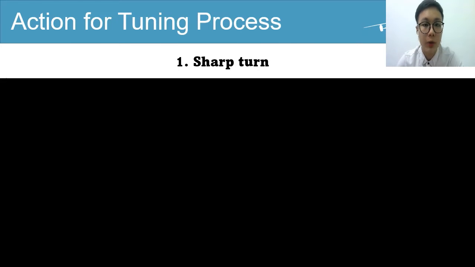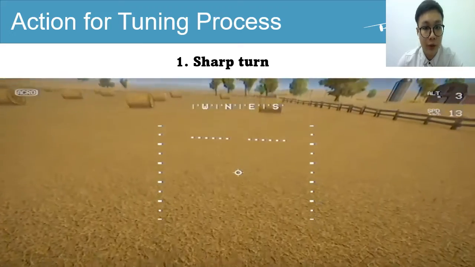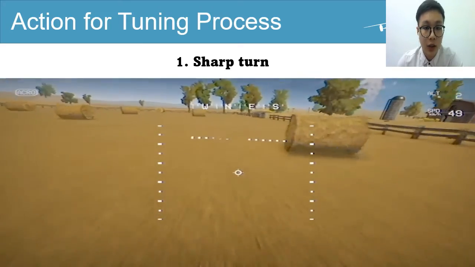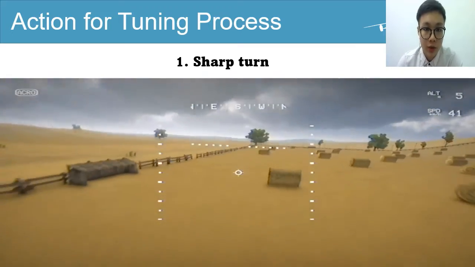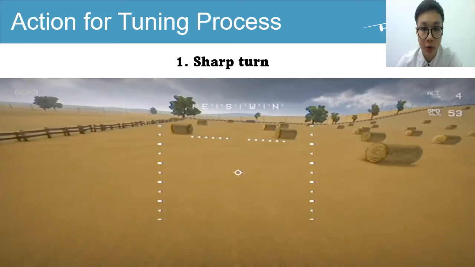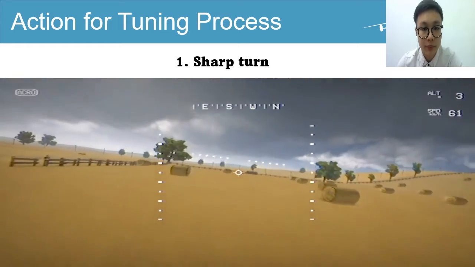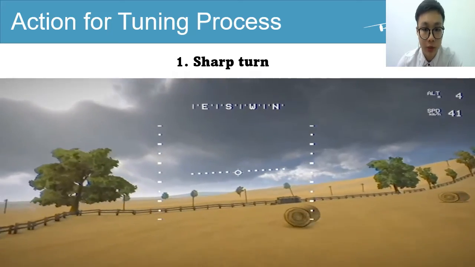Now, I'm going to explain the action required to be performed by the drone to investigate the flight performance. So the first one is the sharp turn. The drone will start to increase the speed until the end of the corner, and then have an emergency turn here, and then return back to the original position, and then start to land.